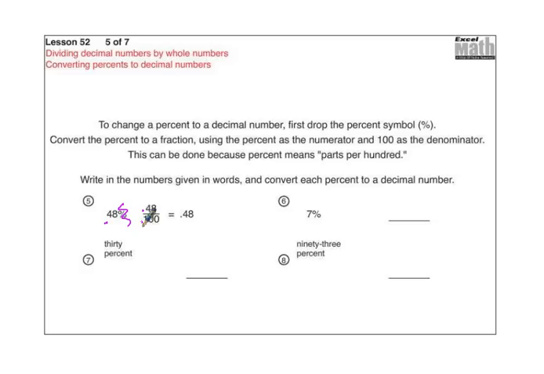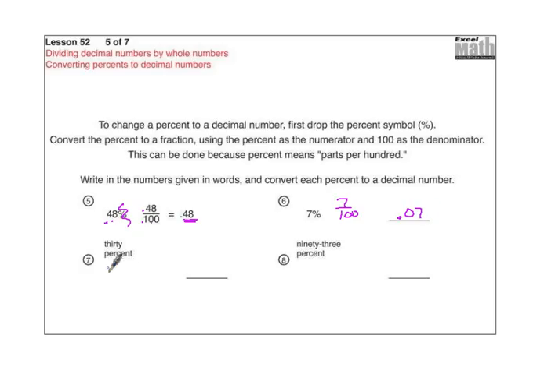Write in the numbers given in words and convert each percent to a decimal number. So 48% is 48 hundredths, which is equal to 0.48. Let's do number 6. 7% is equal to 7 hundredths, and the way we write 7 hundredths is 0.07. Go ahead and do that on your paper.